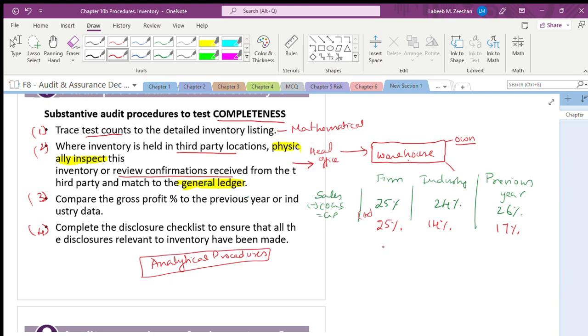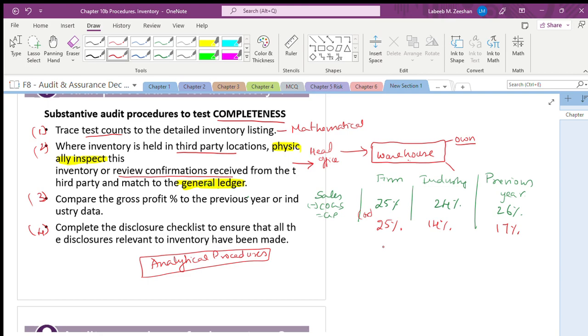Means what we are doing? We will compare, as simple as that. Whenever we are talking about the industry, you have to compare what the industry is. A little bit smaller margin is acceptable, but a drastic difference is going to be a question mark.